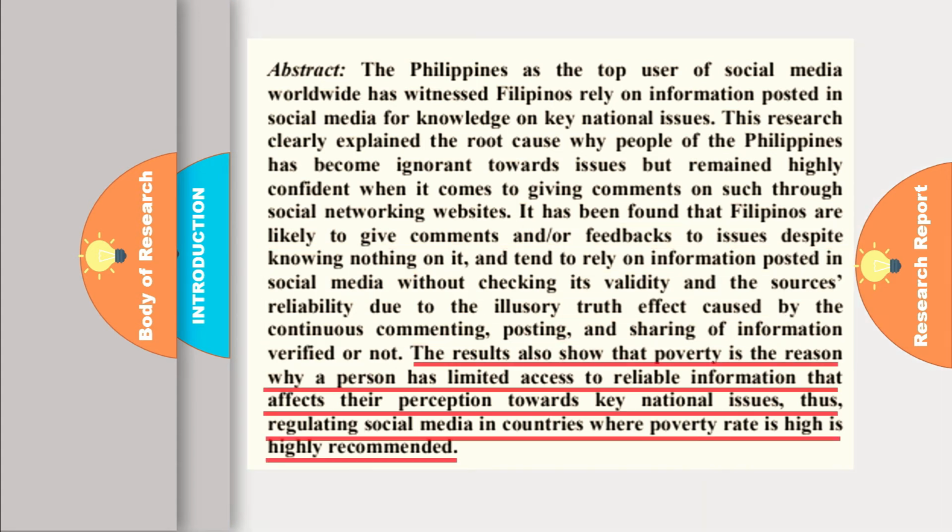The results of this research also show that poverty is the reason why a person has limited access to reliable information that affects their perception towards key national issues. Thus, regulating social media in countries where poverty rate is high is highly recommended.